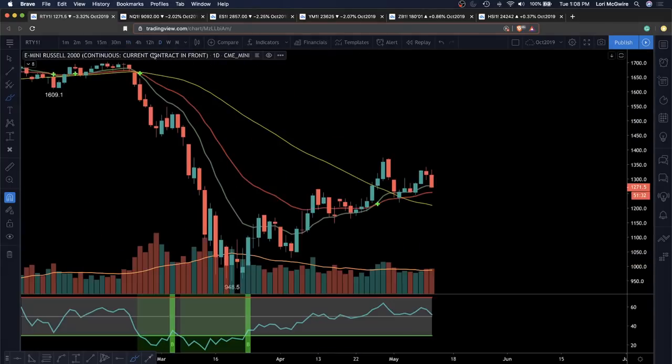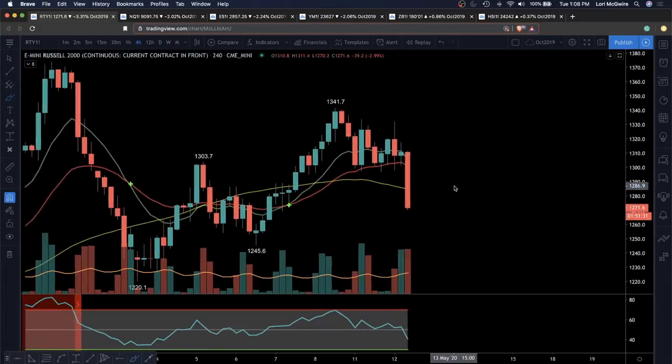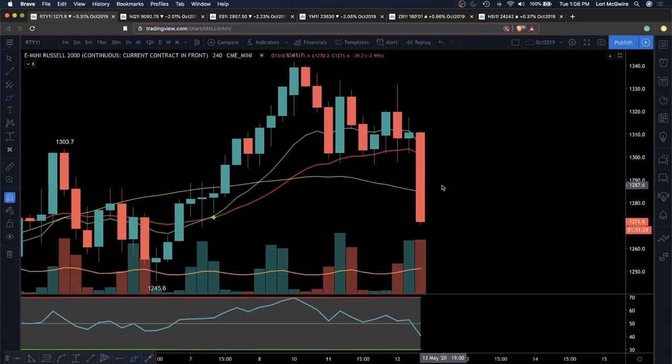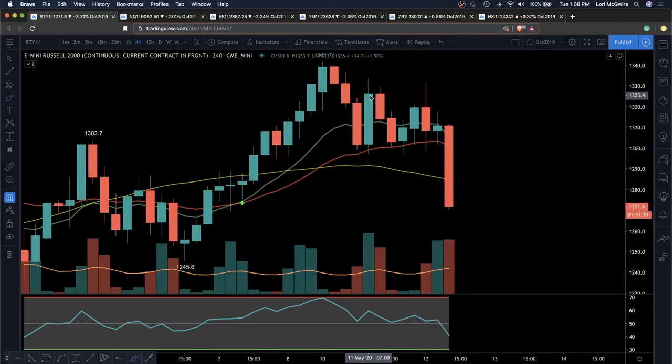Now let's just zoom out a little bit and look at what actually happened today. We had a 4-hour equilibrium. So we had this higher high, higher low, lower high, higher low, and then we couldn't break this high here of 1333.70, and then we broke this low of 1296.70, and then we got that quick flush.